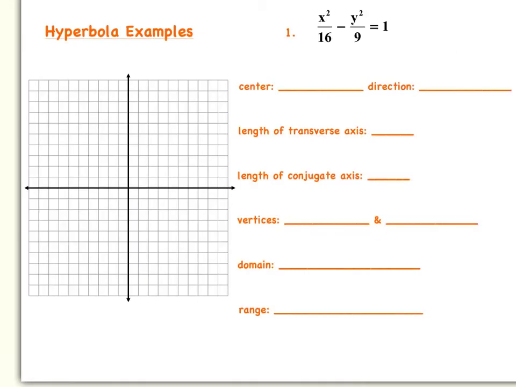Now in example number 1, we can see that the center is going to be (0, 0). Because if you look right here, there is no x minus another number squared. And in the y term, there's not y minus a number squared. So when you're absent of that h and k value in the equation, that means your h and k values are 0, 0.